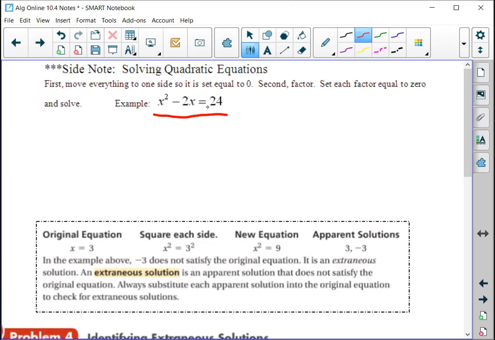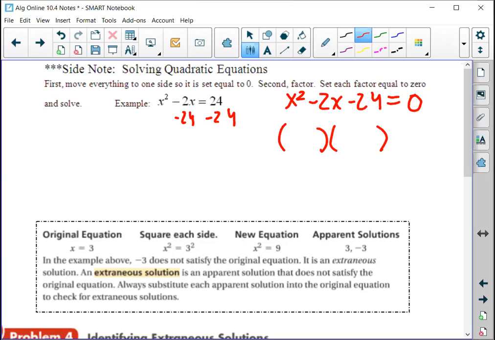So this is an example of a quadratic equation. The very first step to solving a quadratic equation is always getting it equal to 0. So we're going to first subtract 24 from both sides so that we have x squared minus 2x minus 24 equals 0. Now we're ready to factor. So we want two numbers that multiply to negative 24 and add to negative 2. That's going to be x minus 6 and then x plus 4.